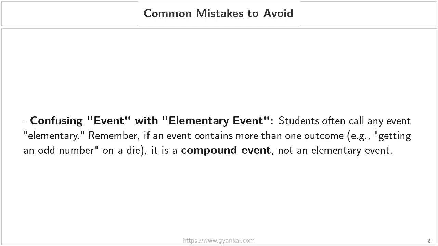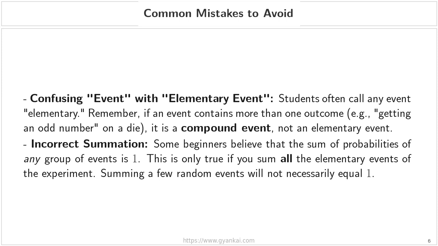First, be careful not to confuse a general event with an elementary event. As we discussed in the earlier slides, an event can be a collection of several different outcomes. If you describe an event that contains more than one outcome, for instance, if you say rolling an odd number on a die, which includes the outcomes 1, 3, and 5, that is actually called a compound event. It is not an elementary event because it can still be broken down further. An elementary event must be the simplest possible unit, consisting of exactly one single outcome.